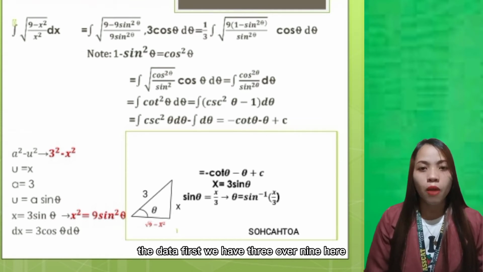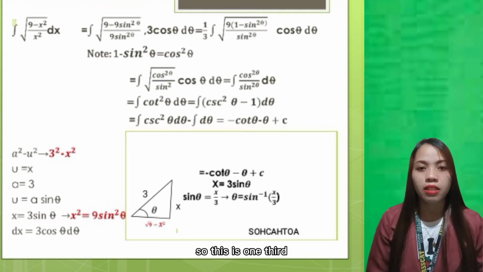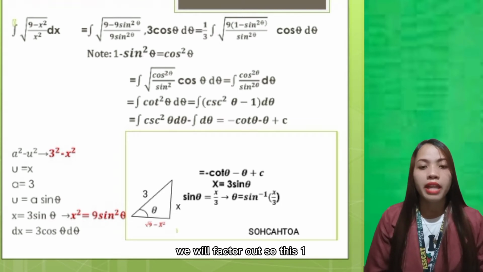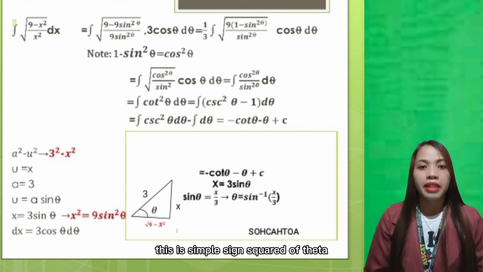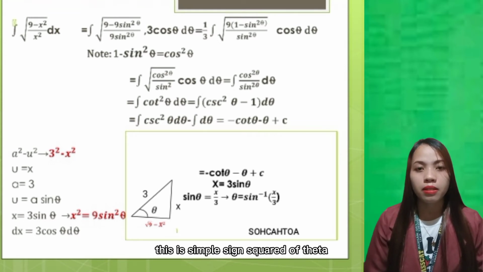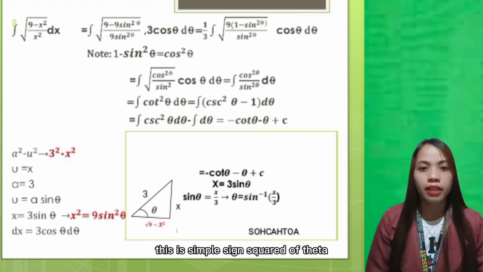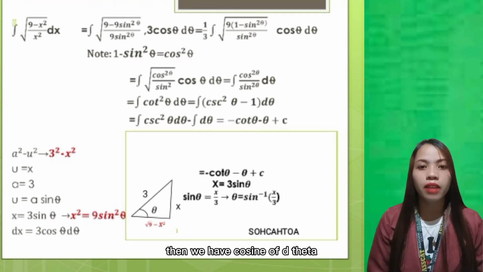First, we have 3 over 9 here, so this is 1/3. Then we have a common term, which is 9, that we will factor out, so this is 1 minus sine squared of theta, all over 9 sine squared of theta. Then we have cosine of theta d theta.